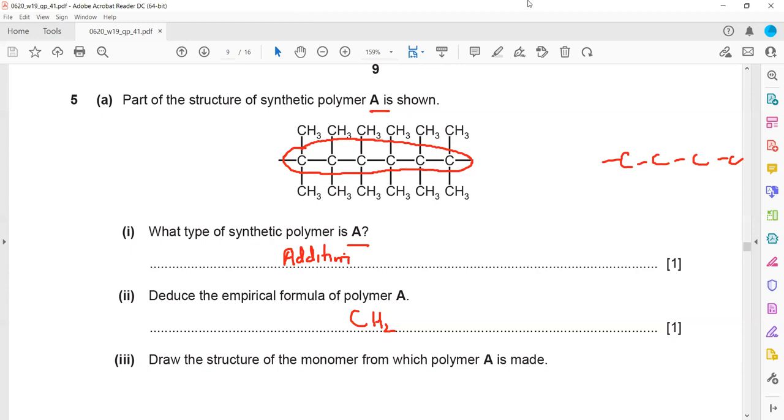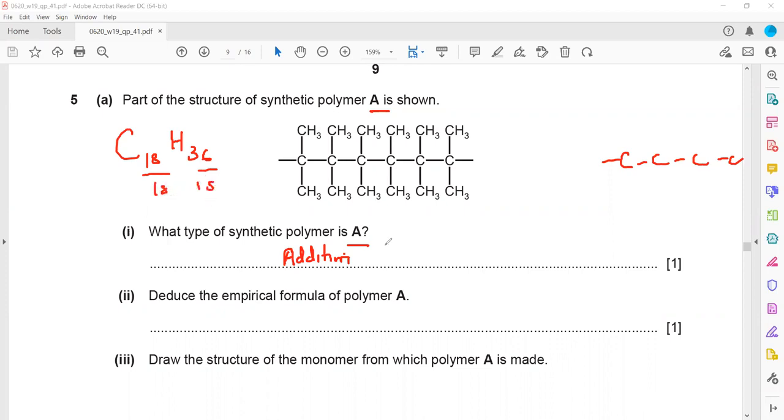Or you can also work out the empirical formula by counting. So we have 1, 2, 3, 4, 5, 6, 7, 8, 9, 10, 11, 12, 13, 14, 15, 16, 17, 18. So we have 18 carbon. We count hydrogen: 3, 6, 9, 12, 15, 18, and down also 18, plus 18, 36. So what is the simplest ratio between 18 and 36? We divide both of them by the common factor 18. So 1 carbon and 2 hydrogen, CH2, is the empirical formula.